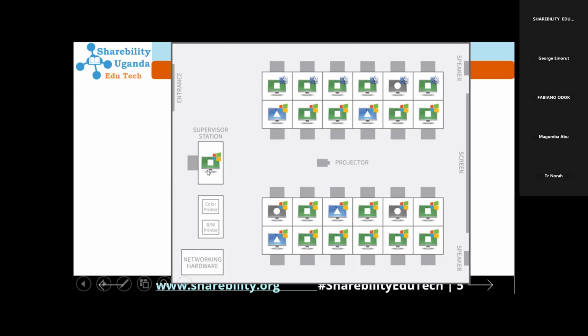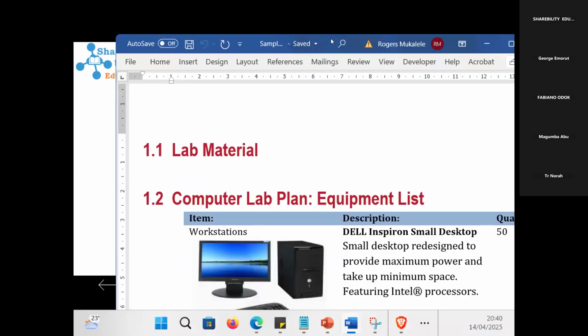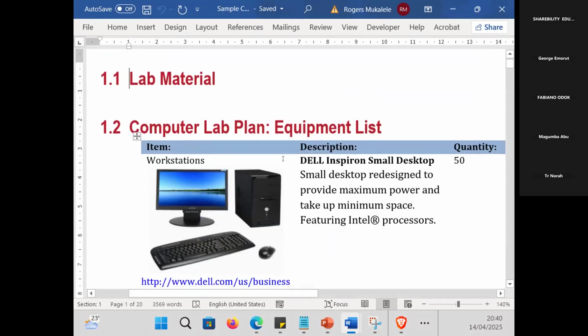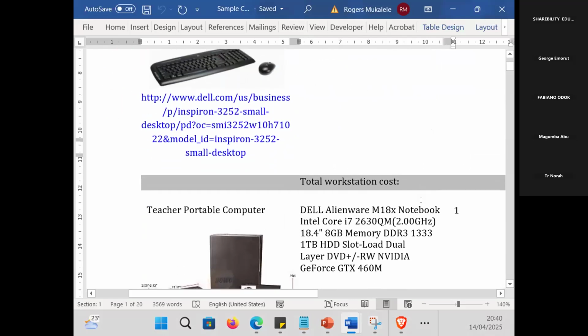So in this session, I want members to discuss what you think is needed to set up a computer lab. Before we discuss that, there is another plan here for another computer lab that I wanted to look at. This is the computer lab plan. In this plan, they were setting up a computer lab with desktops. They want to buy 50 computers.